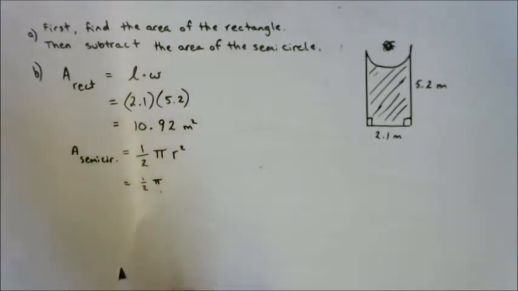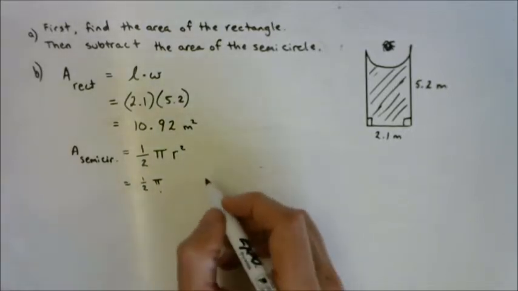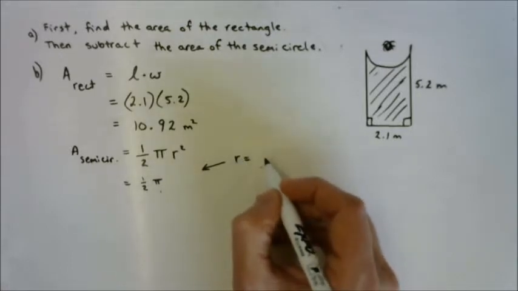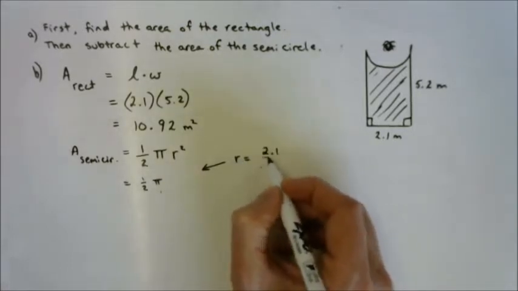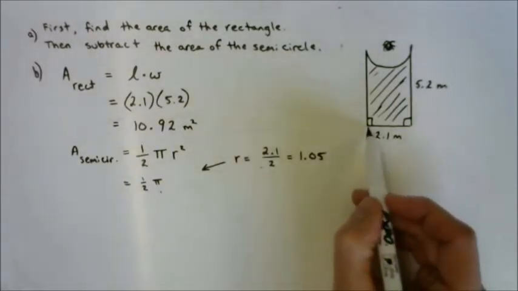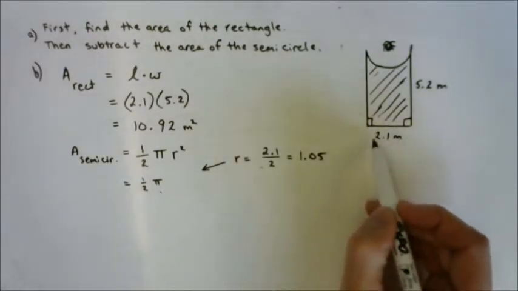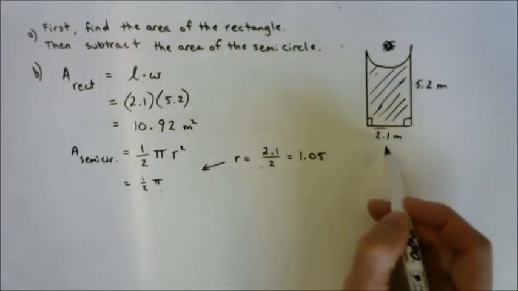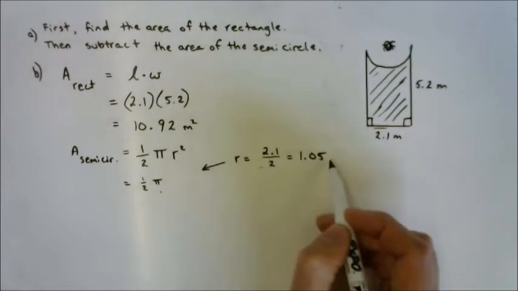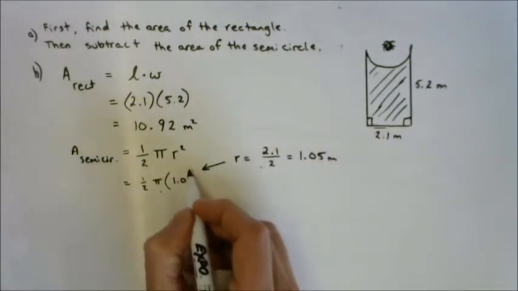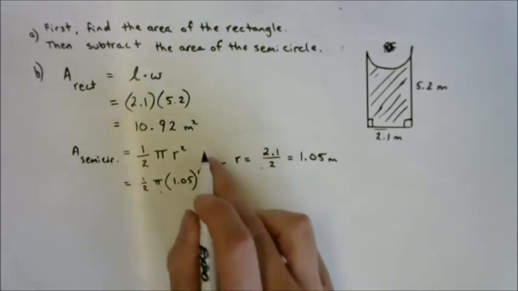What's the radius of our circle? Oh, this is a bit hard. So we need to make a little note. Radius equals 2.1 divided by 2, which is 1.05, because the diameter of the circle is 2.1 meters. All the way across the circle is 2.1 meters. So the radius must be 1.05 meters. So let's sub that in for our radius, and we're going to square that thing.